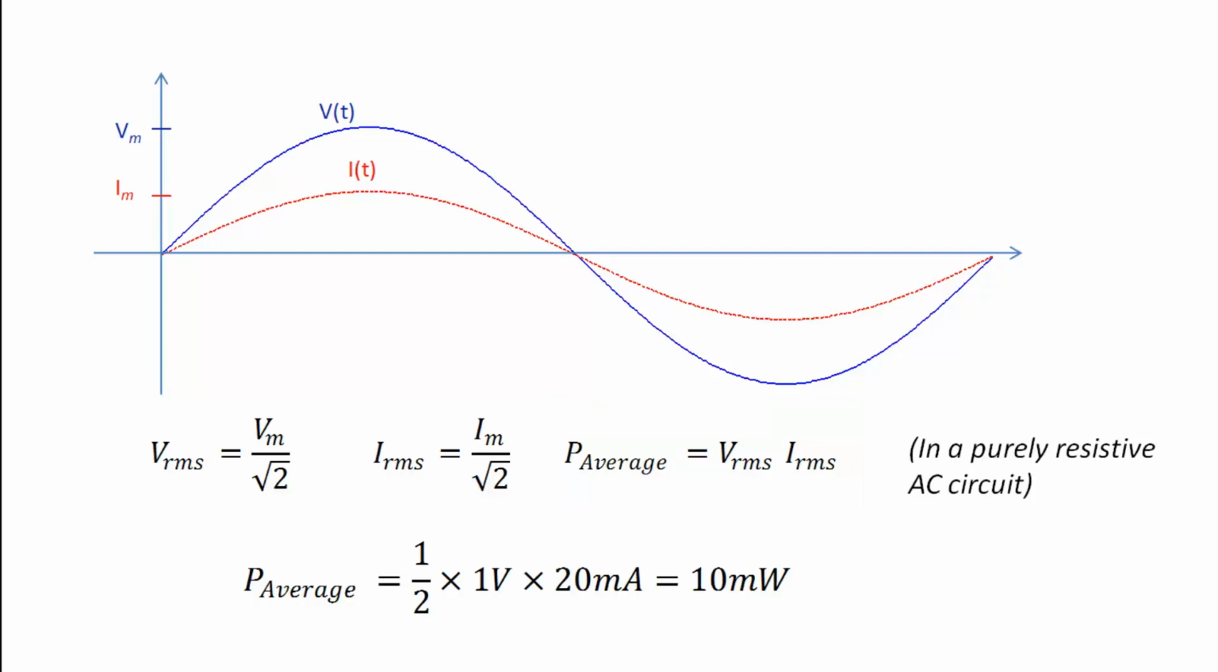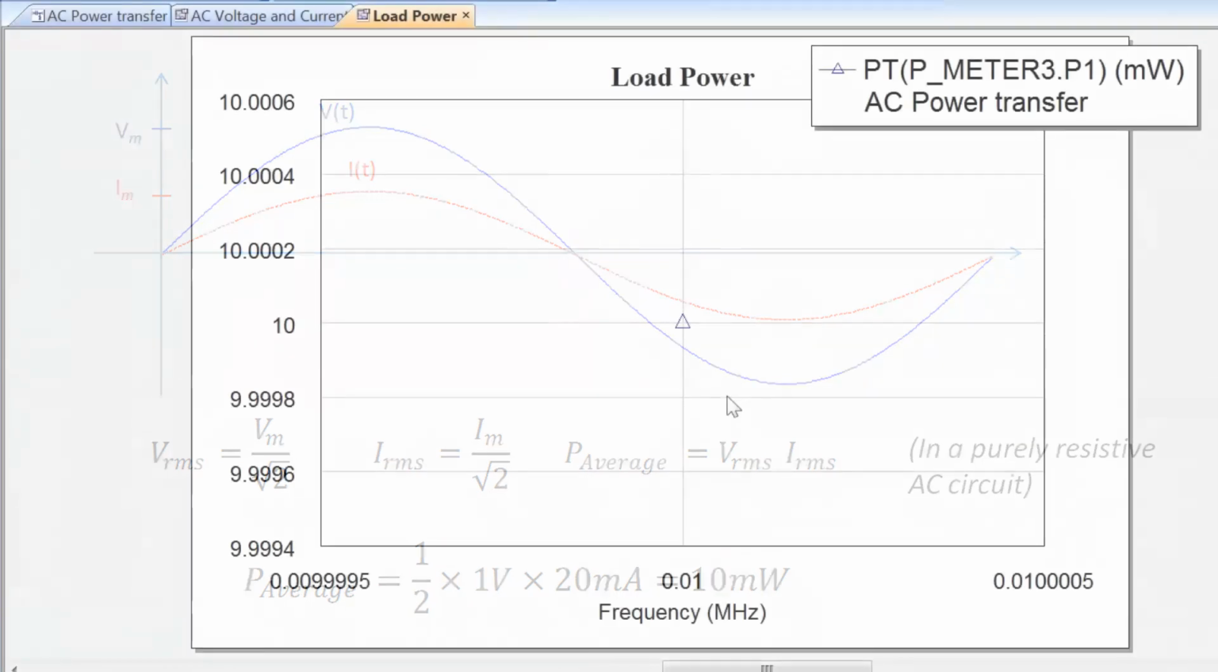In our case, as we have seen in the voltage and current graph, we have a peak amplitude of 1 volt for our load voltage and a peak amplitude of 20 milliamps for our current. We have, of course, to divide each of these by square root of 2 to get the RMS value, and this is where the multiplicative factor of a half comes from. This gives us a total power of 10 milliwatts, which is exactly what the graph is showing us.